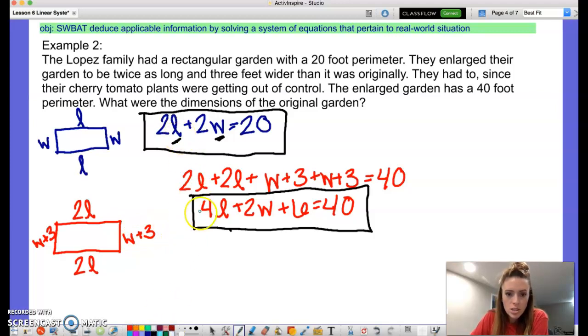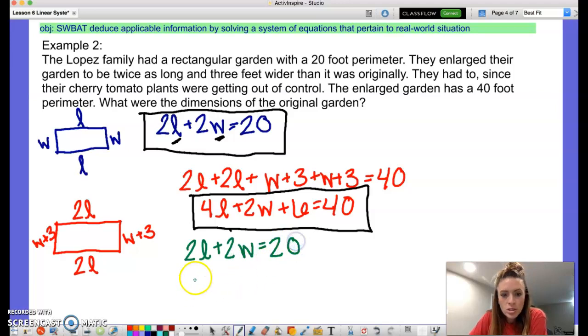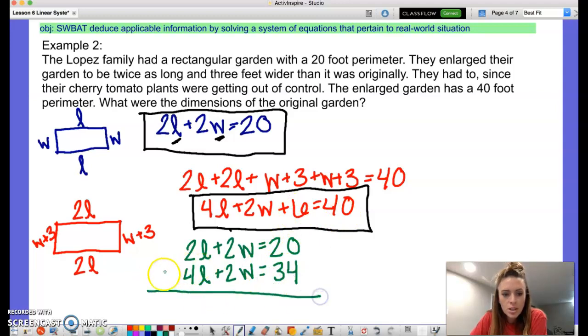We've got our 2 equations here. I'm going to write this one as 2L plus 2W equals 20. Also, this is a great time to go ahead and pause me and see if you can do it yourself. I'm going to subtract my 6 over there, so I have 34. Now I'm going to set this up for elimination. I'm going to use subtraction to eliminate. So 2 minus 4L is negative 2L. And then these go away. And then 20 minus 34 is negative 14, which means that L is 7.